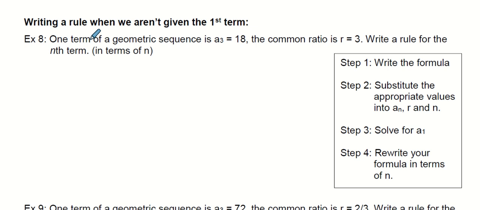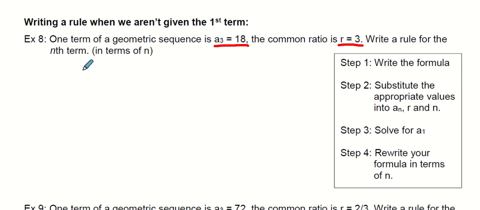So here it says one of the terms of the geometric sequence is A3 equals 18. So to make sure you understand what that means, A3 means the third term. So the third term is 18. And then it says the common ratio is 3. It says write a rule for the nth term. So when it says write a rule for the nth term, it means writing the formula out, and I'll explain that in a minute.